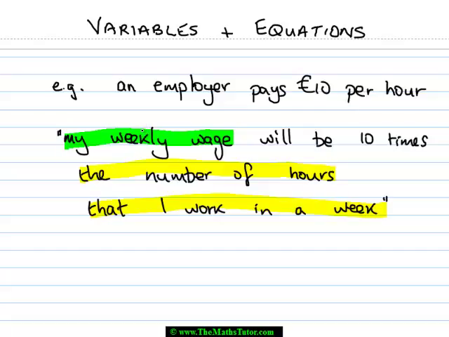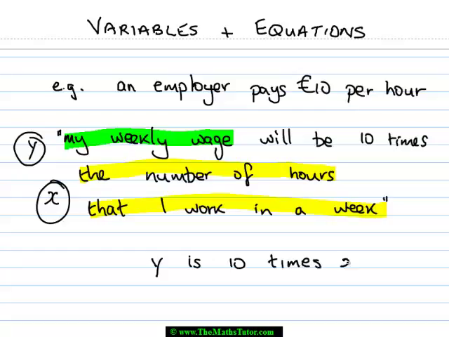We usually give variables short names like x or a. So if we let x be the number of hours that I work in a week, and if we let y be my weekly wage, then we can write the statement using variables. Y is 10 times x.